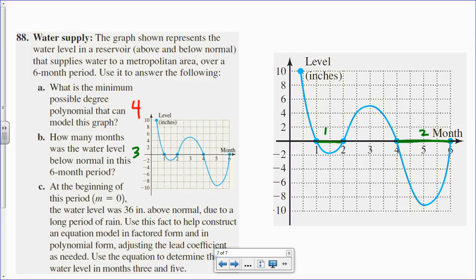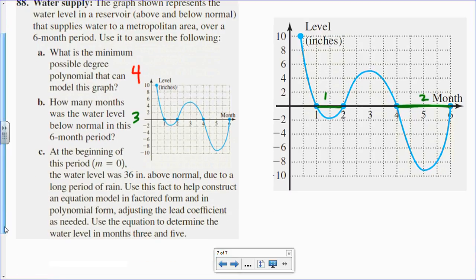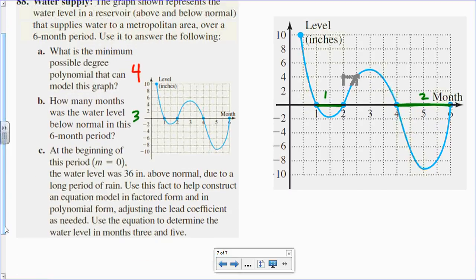Okay. Now, at the beginning of this period, the water level is 36 inches above normal. So that's where M is 0, and the inches is up at 36. So we're going to use that to help us find our A. Use this fact to help construct an equation model in factored form and polynomial form. Again, I'm not going to worry about doing the polynomial form. Let's write it out in factored form. I know it has to be at least degree 4, so how many zeros do I need? 4. Okay, so I already have 4 zeros.